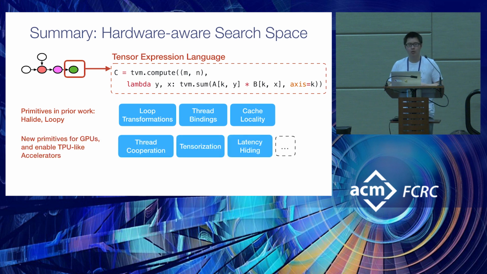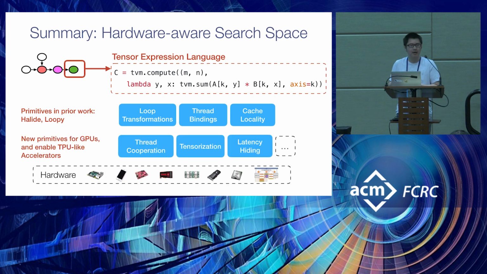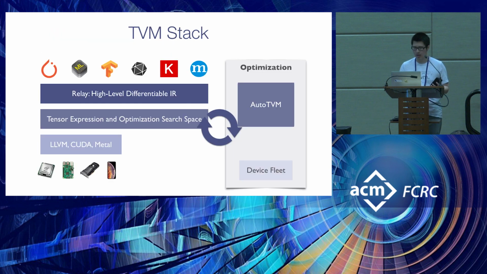To recap, we want to build a combination of search space that contains both existing primitives for CPUs as well as new primitives that we introduced to really enable GPU and TPU-like accelerators. By combining that with AutoTVM, we can find state-of-the-art solutions on those deep learning workloads.